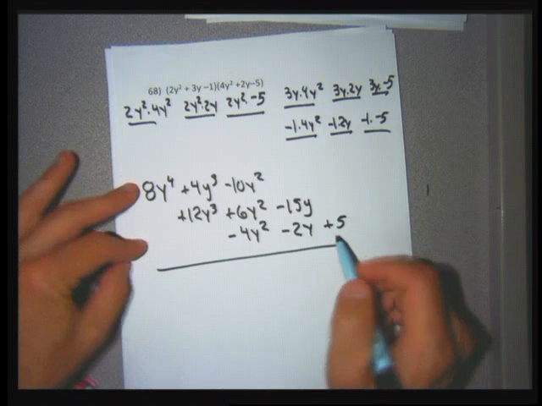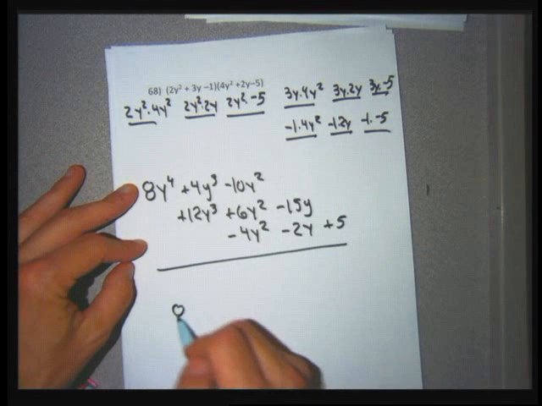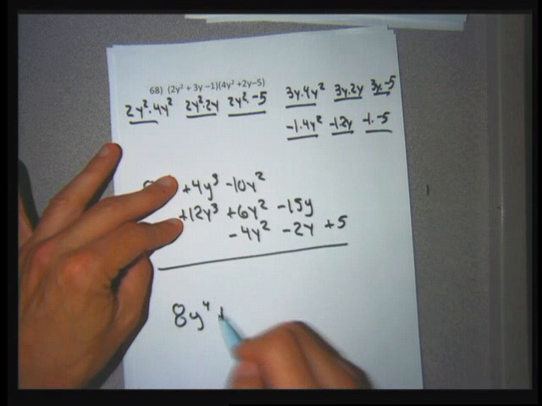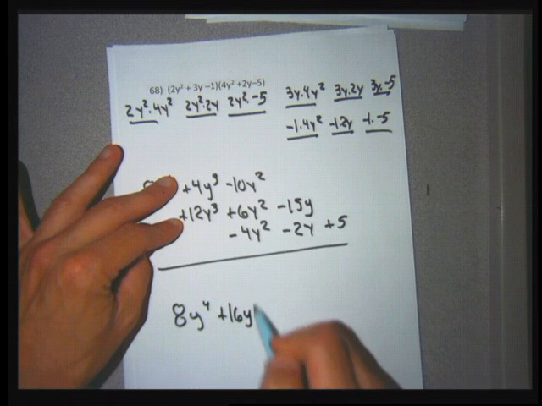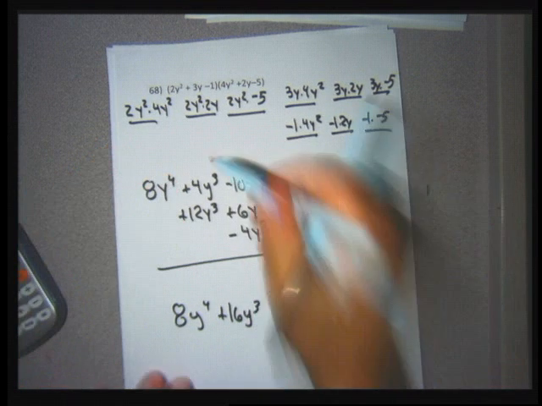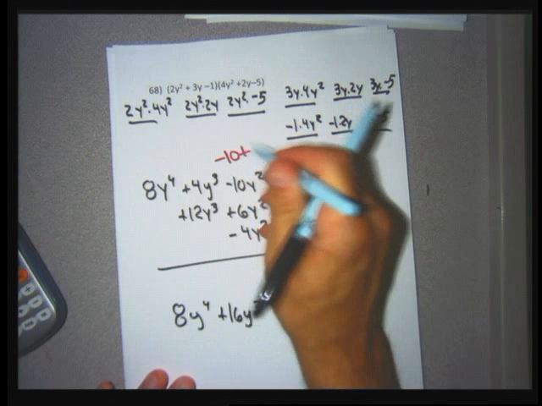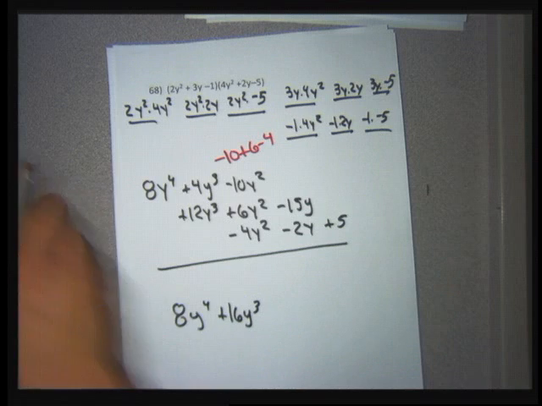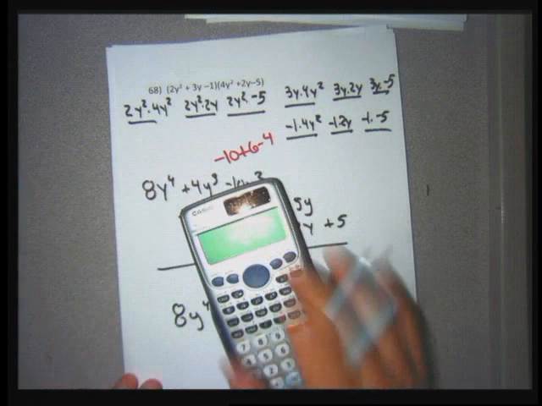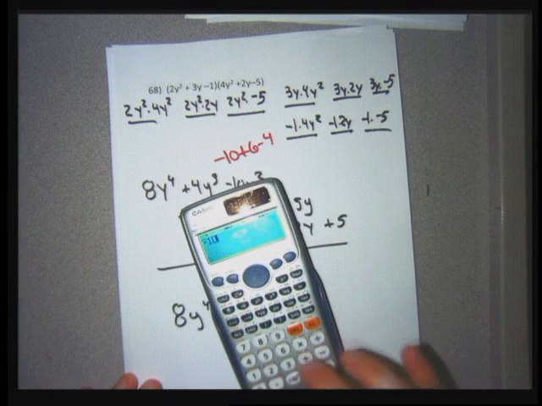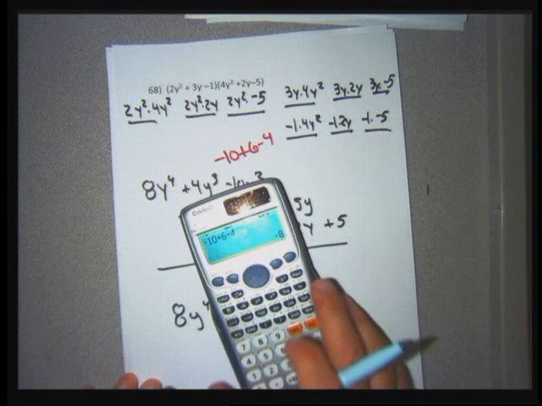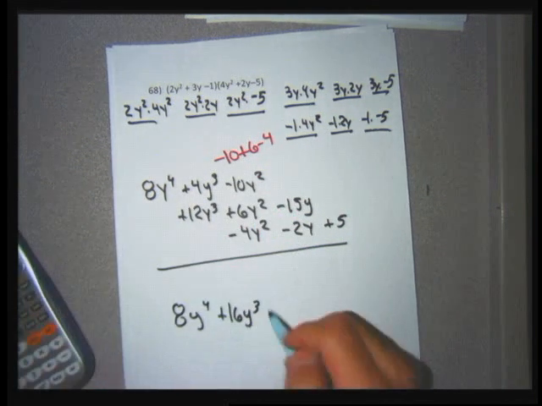For my answer, bring down the 8y to the 4th. 4y cubed and 12y cubed is 16y cubed. For this next one, I need to go negative 10 plus 6 minus 4. I could do that without my calculator, but my mind is not working perfectly right now, so I'm going to break out my calculator to be safe. And that's going to tell me I need a negative 8 in front of the y squared.